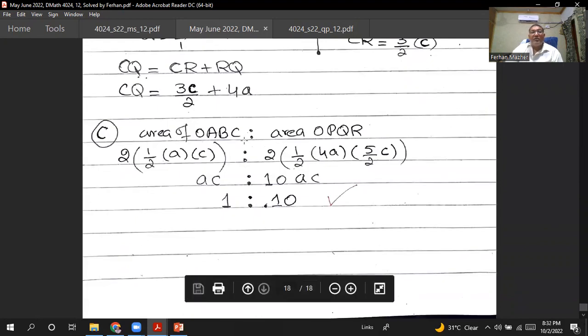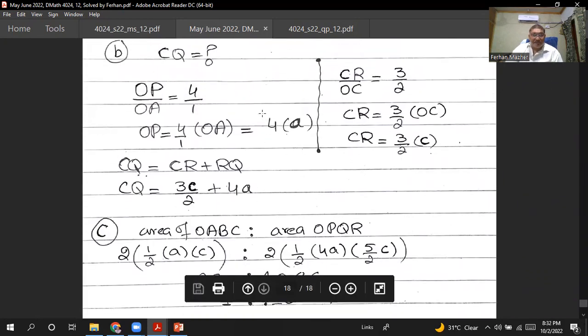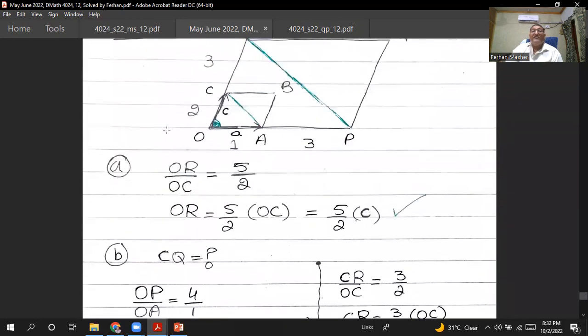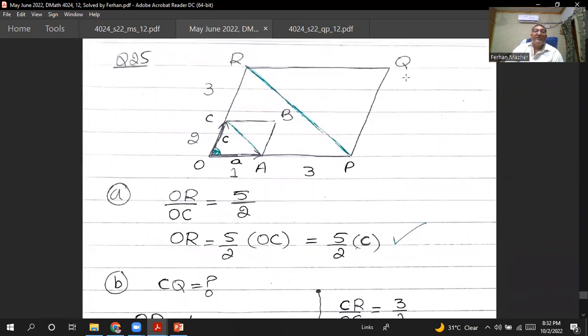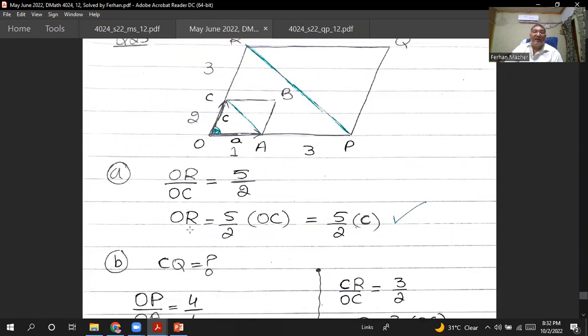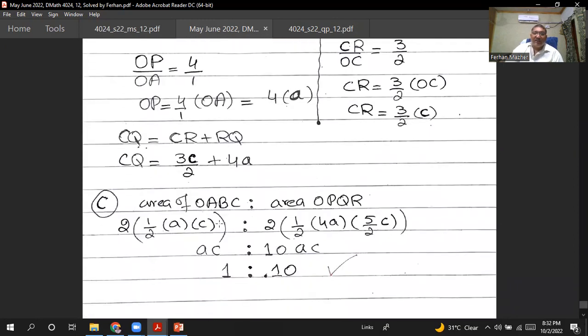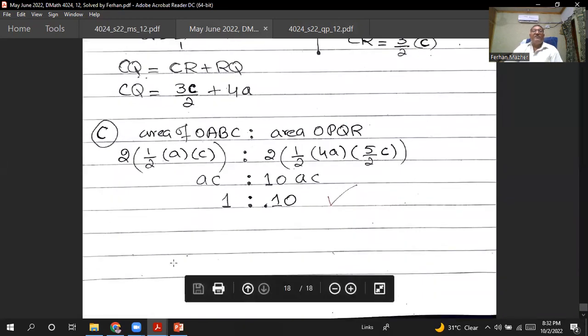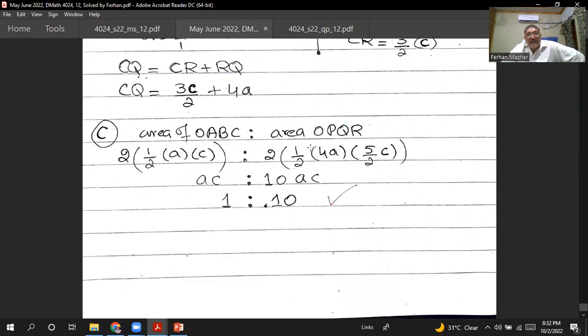Find the area. You see, the area of this triangle will be 1 by 2 into this side, into the sine of the angle between them. The area of the small parallelogram will be 2 times the area of this triangle. The area of this triangle will be 1 by 2 into OP into OR, and I have these values. Very simple. So it will be 2 times the area of that small triangle, 1 by 2 into A into C. 2 and 2 will be cancelled. You're left with AC.